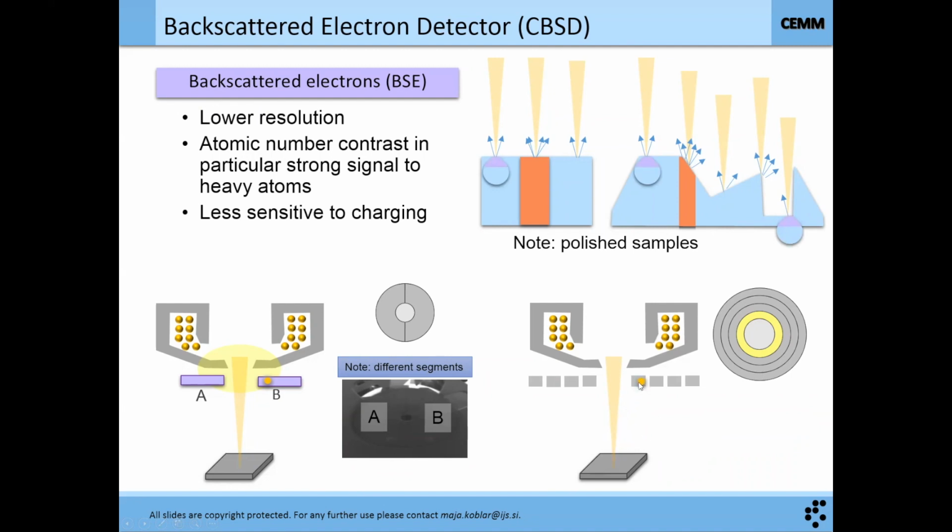Here you have concentric rings. The inner ring is more for the compositional. The outer rings are more topographical. Or if you take all of them, you get even more signal.